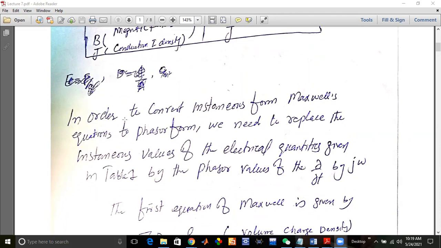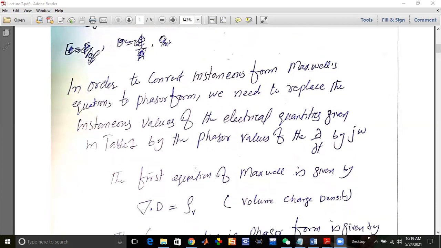When you want to convert the instantaneous form of Maxwell equation to phasor form, we need two steps. Replace the instantaneous value of electrical quantity into phasor form by using the given table 1, and replace partial by partial t by j omega. These are the two steps. When you want to convert the four equations of Maxwell from instantaneous form to phasor form, we will follow these two steps.